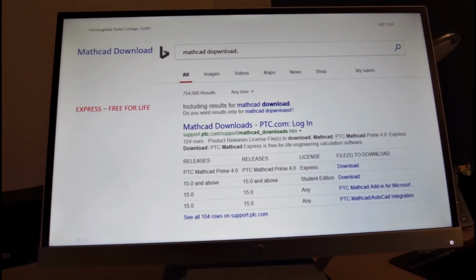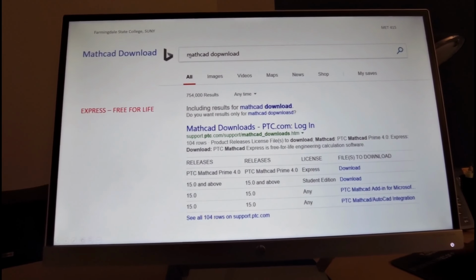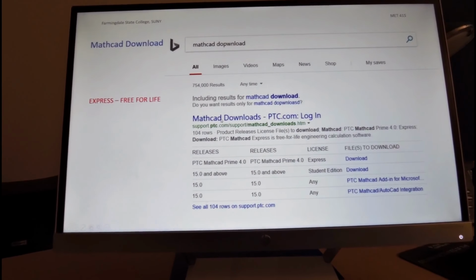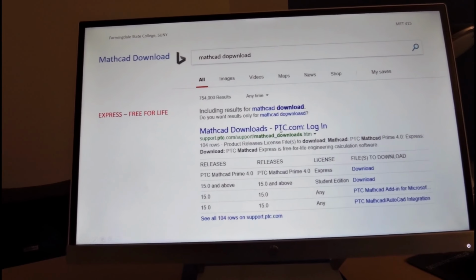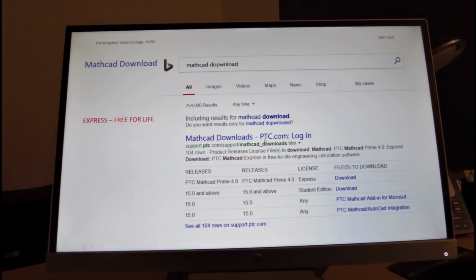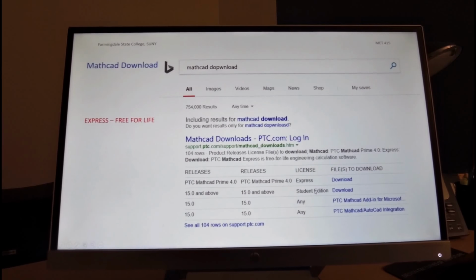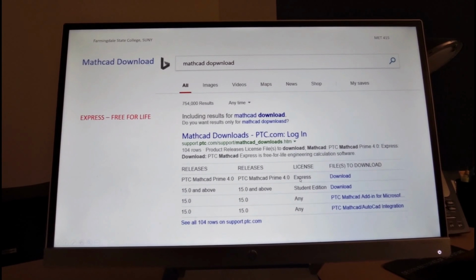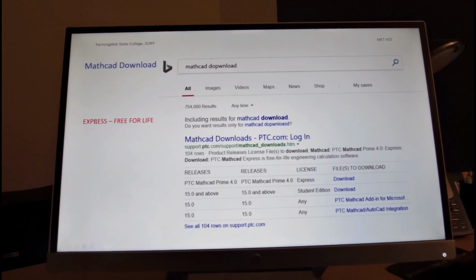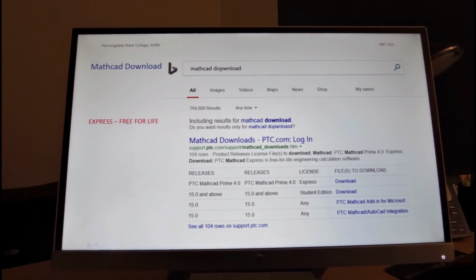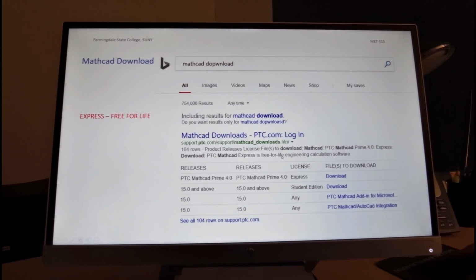To download Mathcad, you can go to Bing or Google and just type Mathcad download, and you'll come into the page of ptc.com. And you'll see that if you don't want to use the student edition, you can pick up the Express, and the Express, according to Mathcad, is free for life. It says right here, Express is free for life.